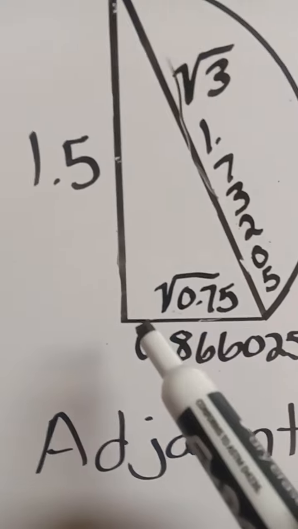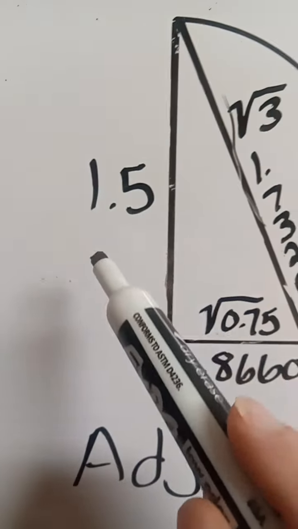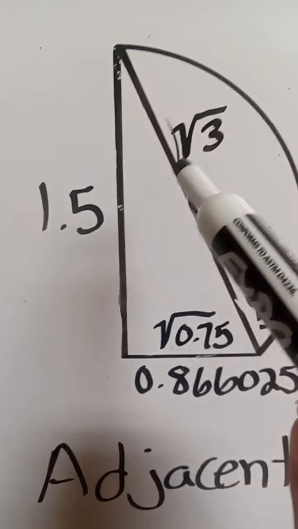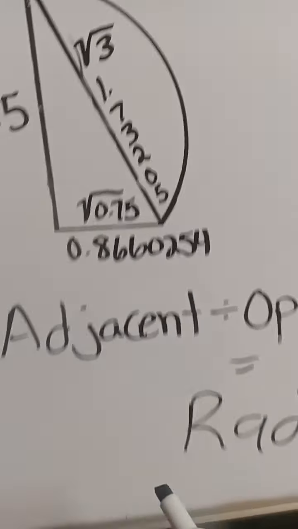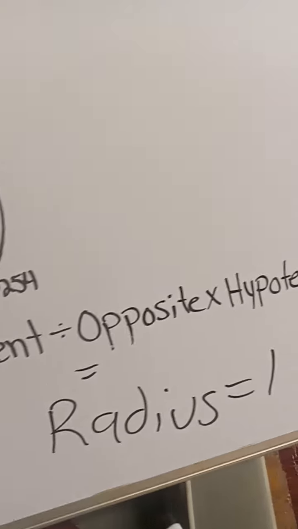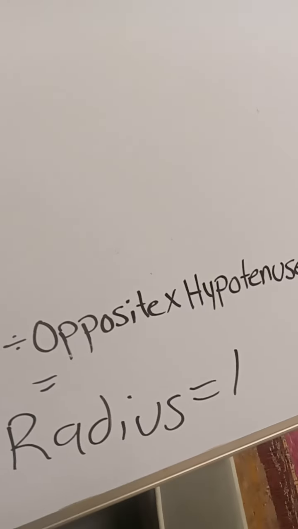If we take that number and divide it by our opposite 1.5, then multiply it by the square root of 3, it will equal the radius of the circle we're in. Okay, and you'll see if you do the math, 1, that's our radius.